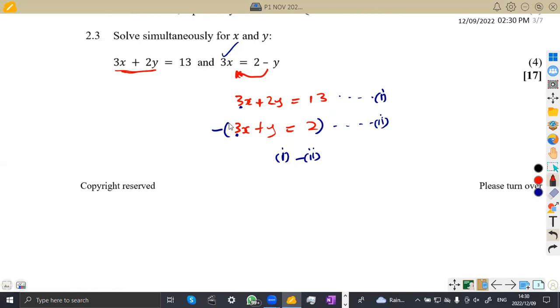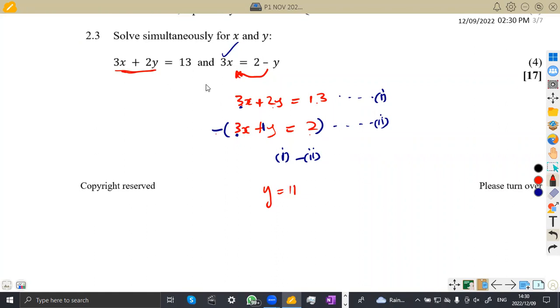So let's subtract: 3 minus 3 is 0. 2 minus 1, this is y, which is the same as 1y. So y is equal to 13 minus 2, which is equivalent to 11. So we have the value of y, which is 11.